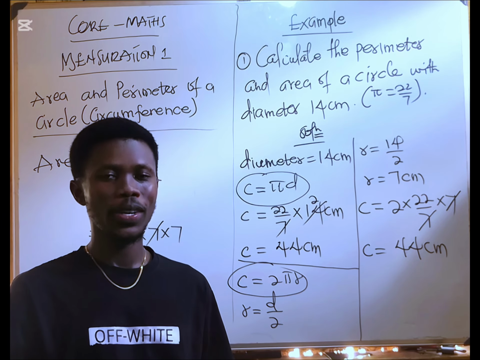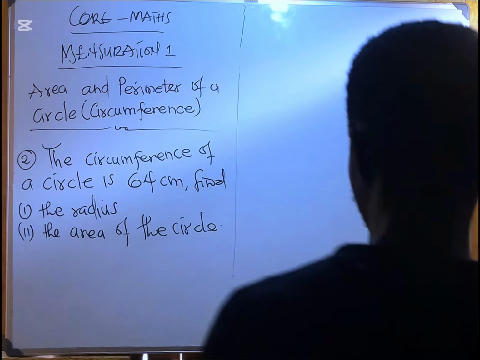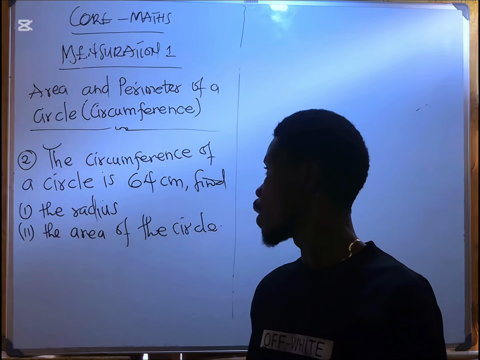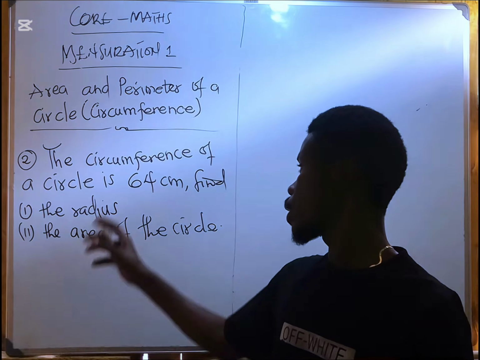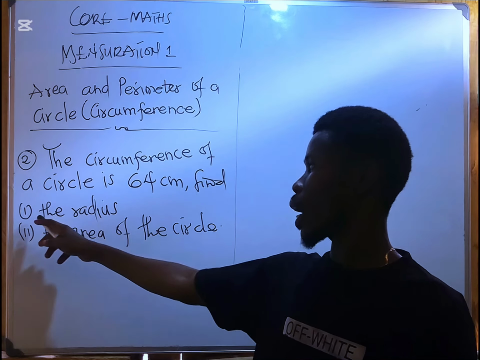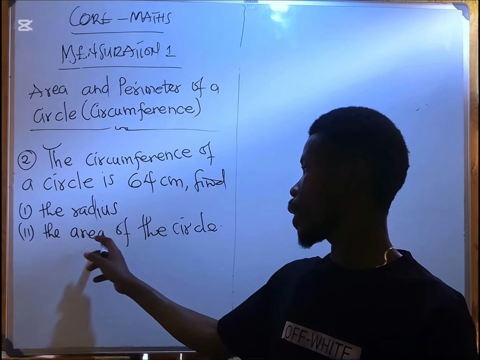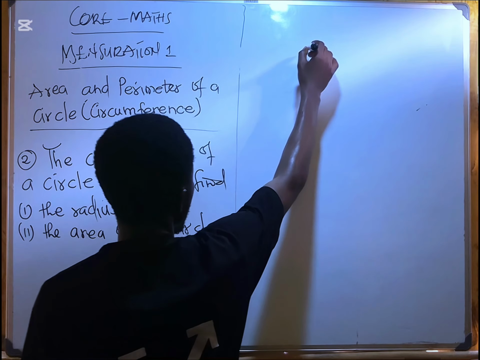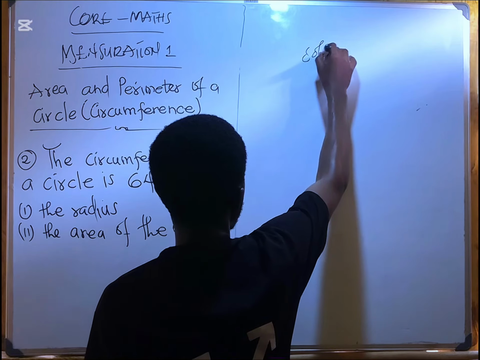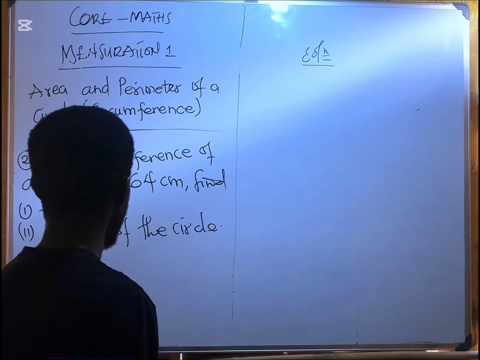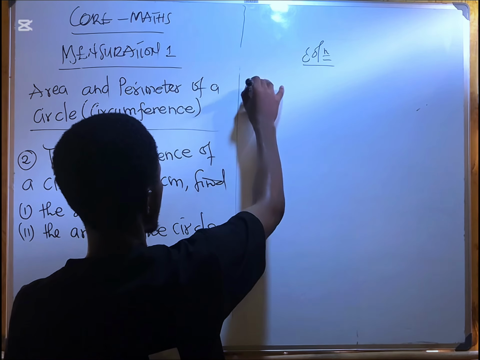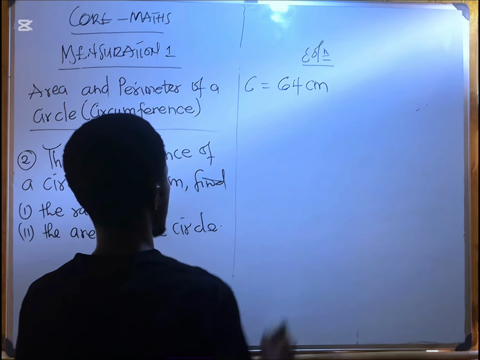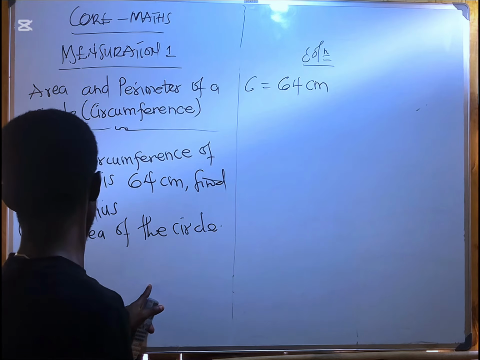Good. Let's look at another example. Now we have our question number 2. The circumference of a circle is 64 centimeters. Find (i) the radius, (ii) the area of the circle. So the circumference has been given to be 64 centimeters. Is that okay? You have to find the radius.